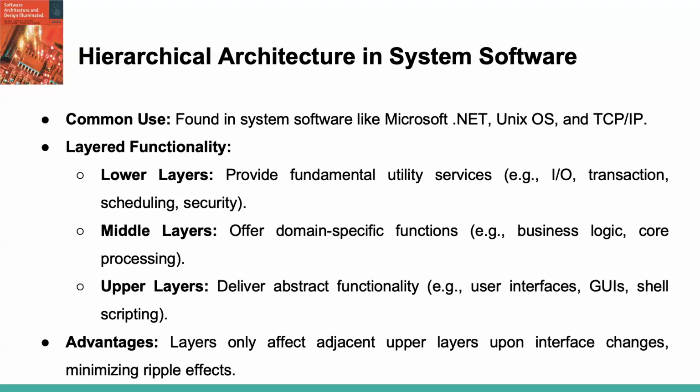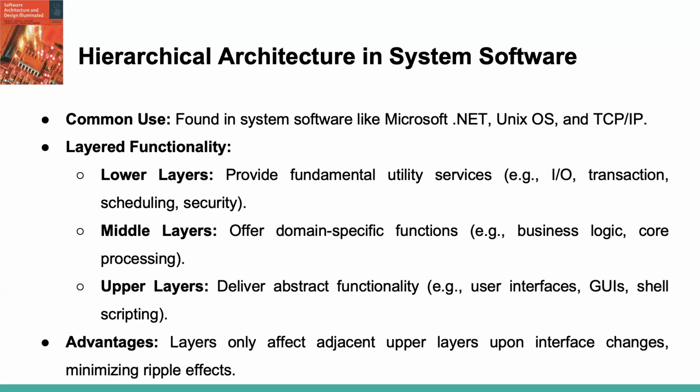In hierarchical architectures, each layer has a well-defined responsibility, organized from the most basic utilities at the bottom to high-level interfaces at the top. Let's break down these layers. Lower layers: these are responsible for fundamental utility services, such as input/output operations, transaction management, task scheduling, and security. These form the backbone of the system, offering essential functions that other layers build upon. Middle layers: this layer focuses on domain-specific functions, such as business logic and core processing. Think of this as the heart of the application, where the main functionality takes place. For example, in a banking application, this layer would handle financial transactions, calculations, and business rules.